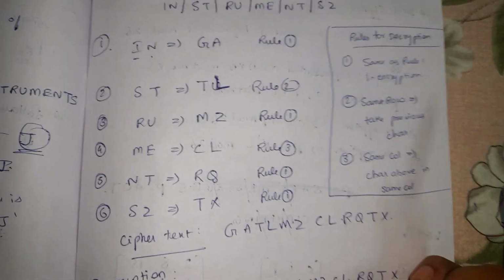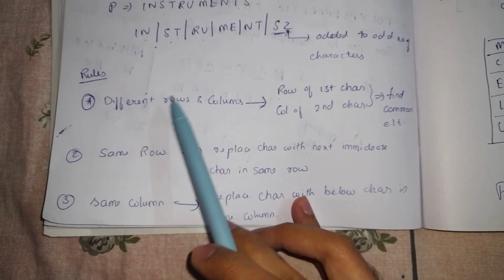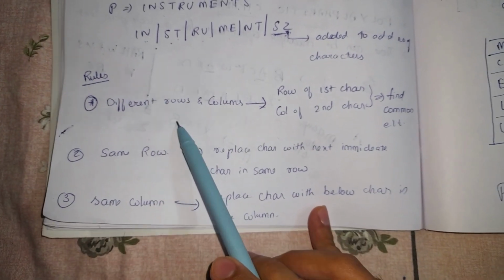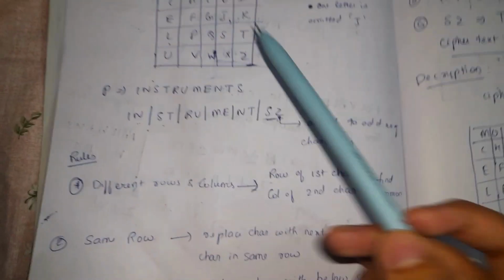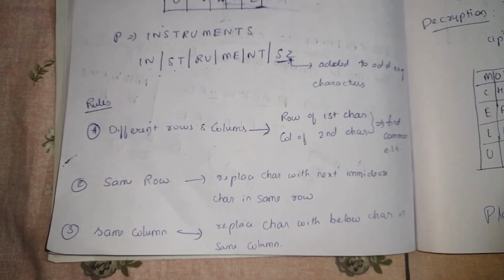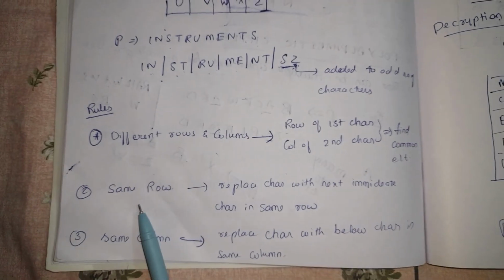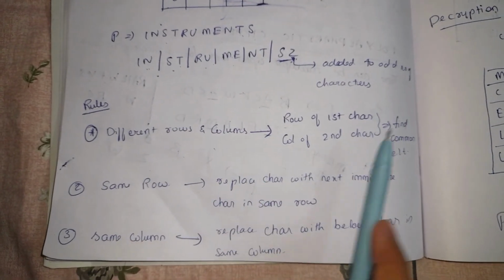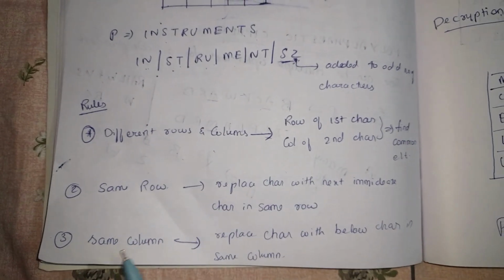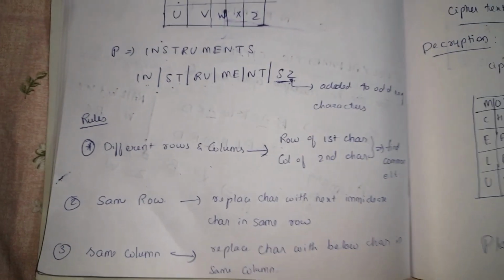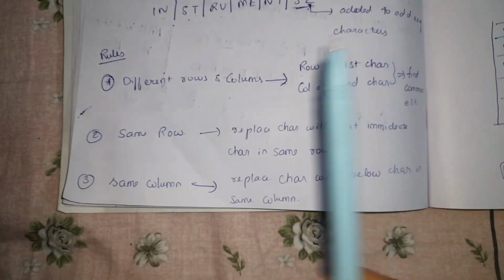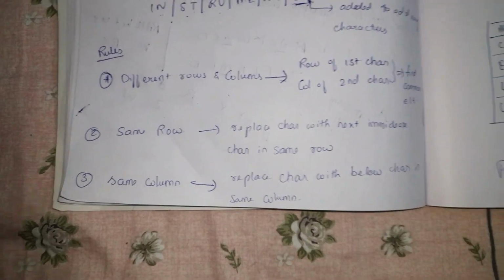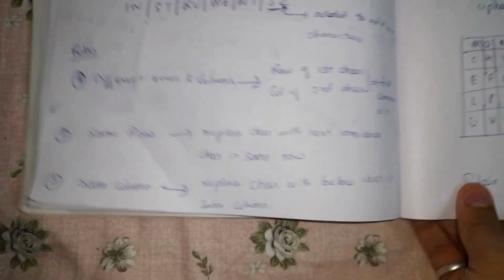There are a couple of rules to remember. If the characters lie in different rows and different columns, we choose the row of the first character and the column of the second character. If the characters are in the same row, replace each character with the next immediate character, and if in the same column, replace each with the character below it. Let's not get confused; I will explain each rule in detail in the example.